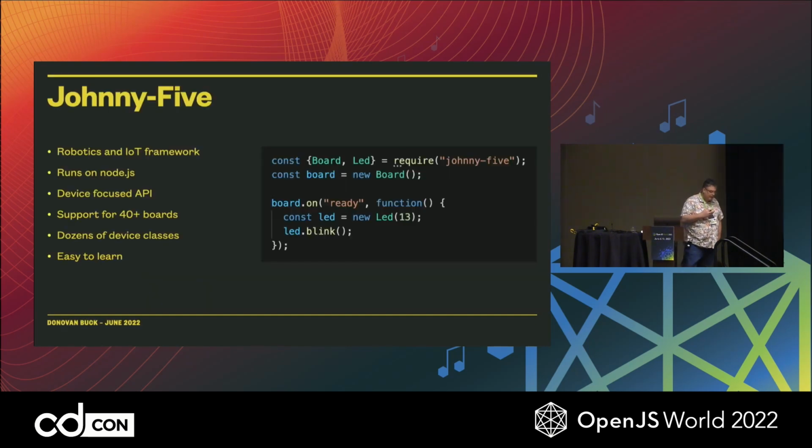Johnny 5 was built for node.js. A lot of you are probably familiar with Johnny 5. It's a robotics and IoT framework created by Rick Waldron back in 2012. It's been the standard bearer for JavaScript on hardware ever since. It's been used at hundreds of hackathons to teach thousands of people who've never worked with hardware how to do so in a language that they already know.